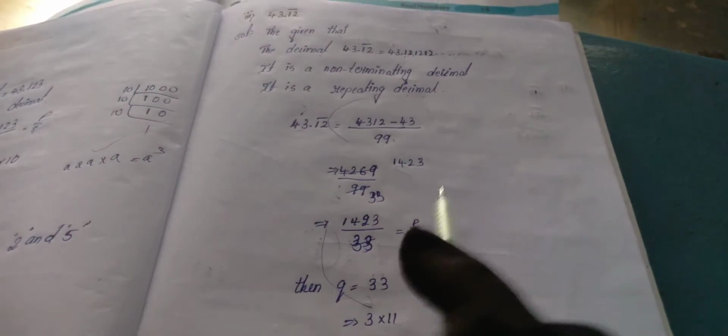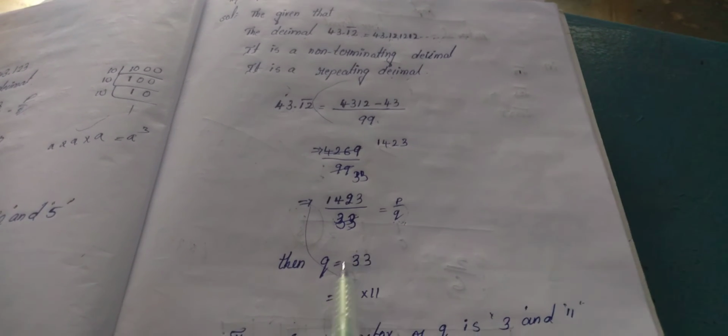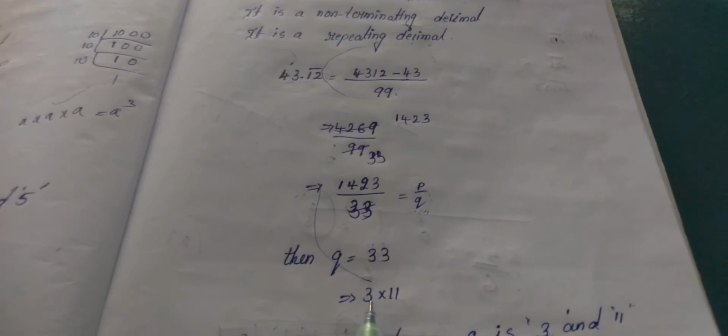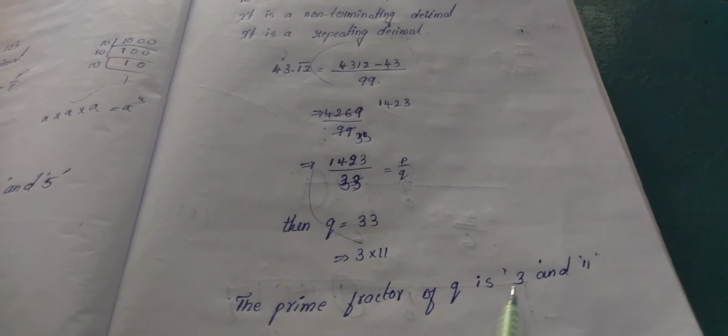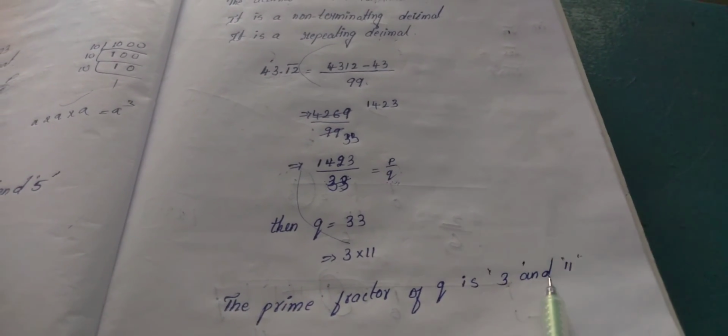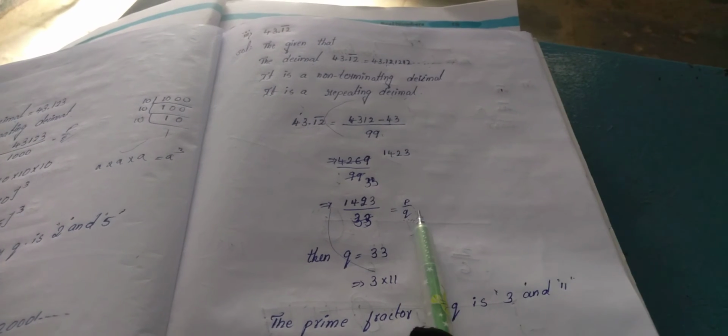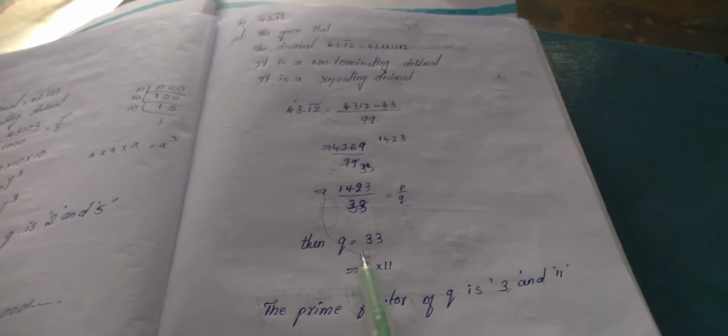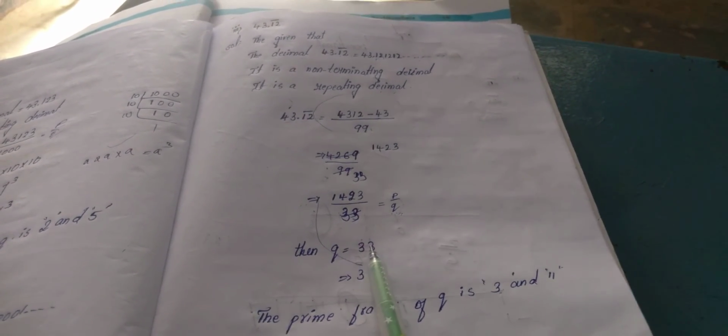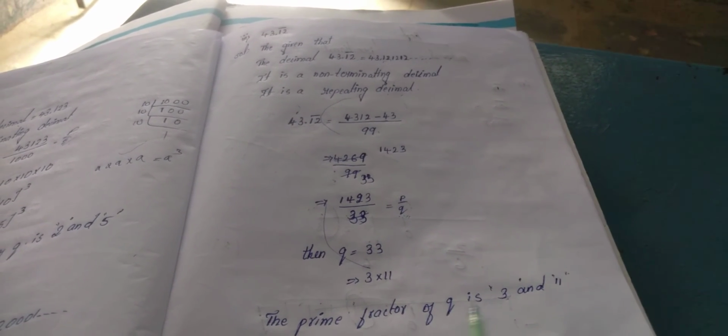What is Q, ma'am? What do we have to do? After converting to the P by Q form, we have to express Q as prime factors. Q is 33. 33 can be written as 3 times 11. The prime factors of Q are 3 and 11. This is the process: convert to P by Q form, and then express Q as prime factors. Here Q is 33, so the prime factors are 3 and 11.